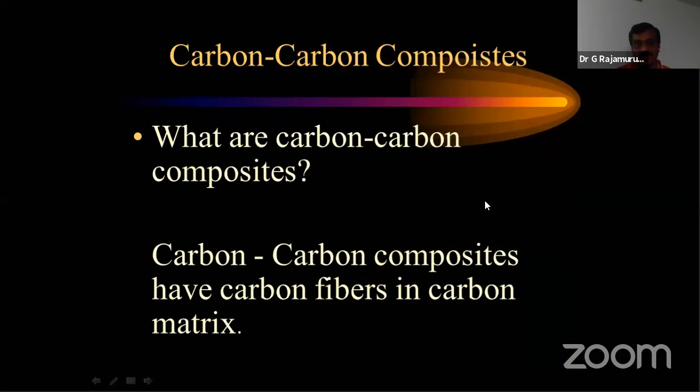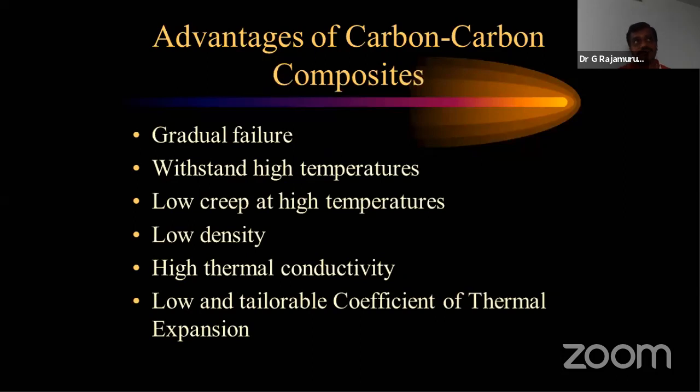Another type of composite is the carbon-carbon composite. It's the latest one. Carbon-carbon composites have a carbon fiber and a carbon matrix. Both are carbon: the matrix is carbon, and your fiber is also carbon. When compared to a normal metal matrix composite, this carbon-carbon composite has excellent strength. It's a recent trend in this particular area.